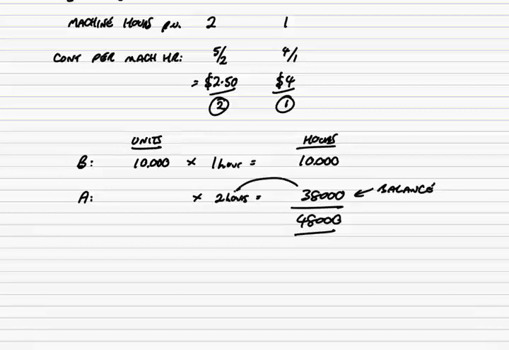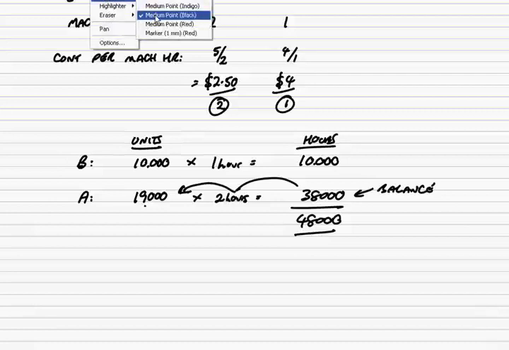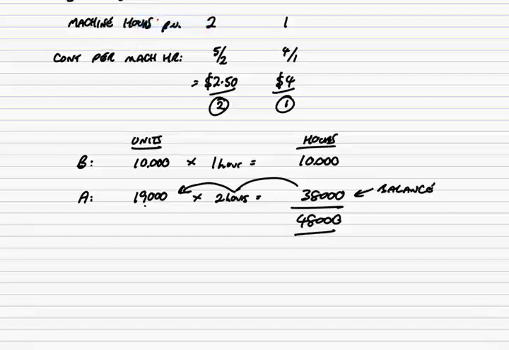And so, working backwards, with 38,000 hours, at 2 hours a unit, we're capable of producing 19,000 of A. And so that's what we're going to produce. We said from the start we could sell 20,000 A's, but because of the limit on time, we're going to produce 19,000 A's and 10,000 B's.